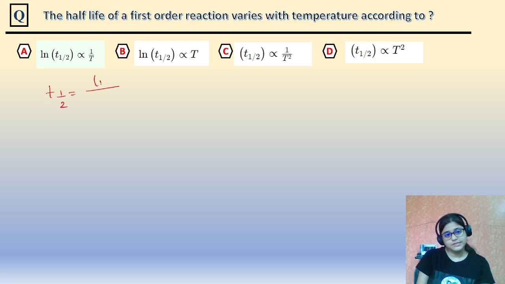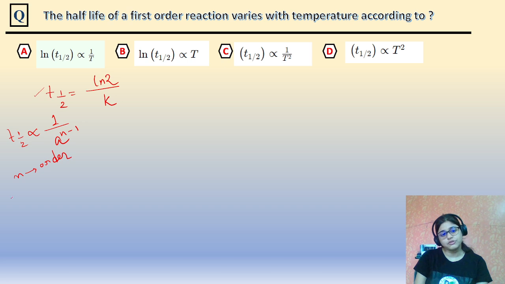Half-life of a first order reaction is ln 2 by K. It doesn't depend on the concentration of reactant molecule. This is the important thing for the half-life of a first order reaction. We know that in general t half is proportional to 1 by a to the power n minus 1. So if you put n, the order, as 1, like a first order reaction, a will be 0. So it doesn't depend on the concentration of reactant. You have to remember these things. So K is constant here.